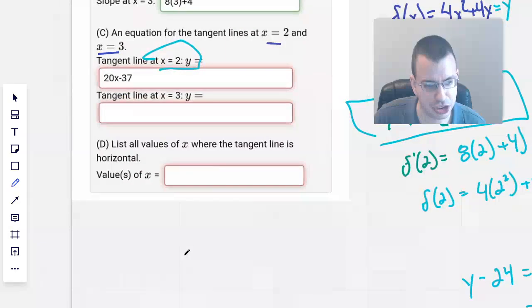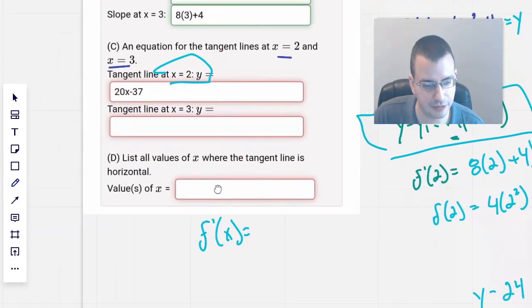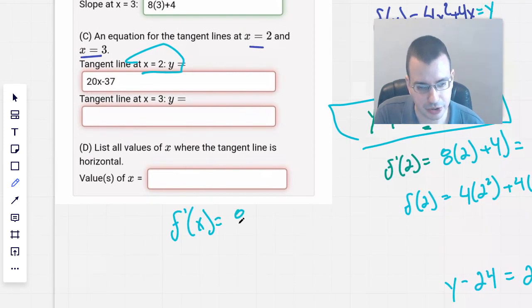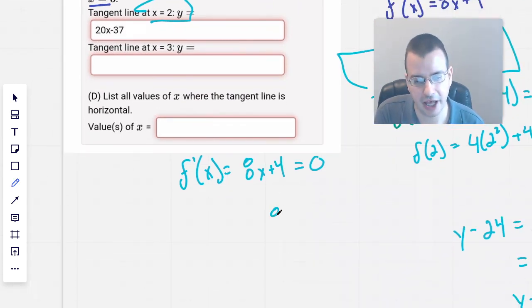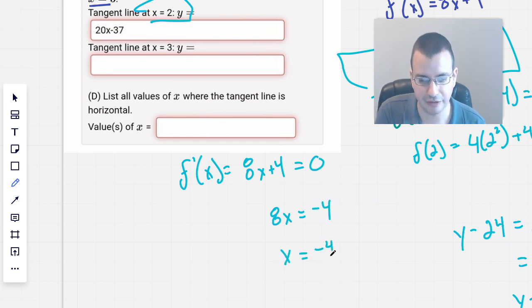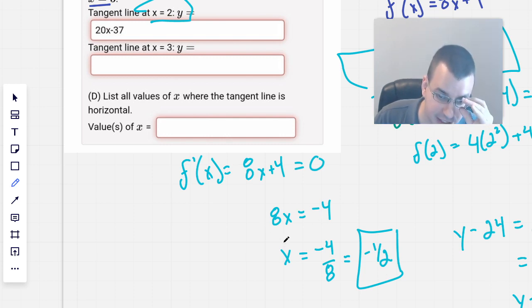So m, which is slope, so we'll do f prime of x equals, we already found out what that was, 8x plus 4. F prime of x equals 8x plus 4. And to find the horizontal tangent lines, we set it equal to 0. So we have 8x equals negative 4. So set equal to 0, move the 4 over there. X equals negative 4 over 8, which is negative 1/2. So the horizontal tangent line is at negative 1/2.